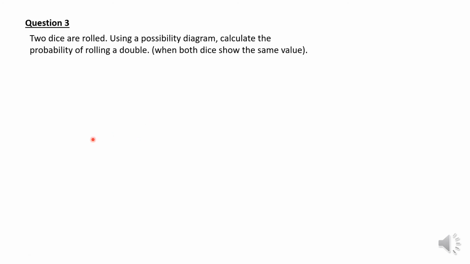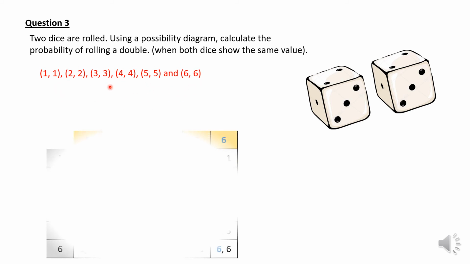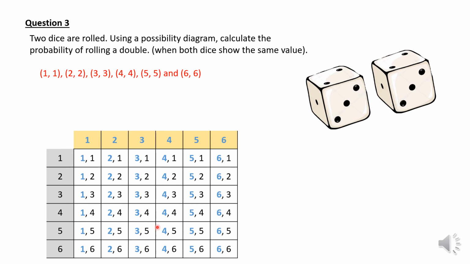Question 3, two dice are rolled, using a possibility diagram, calculate the probability of rolling a double. So when you have a double, it's like when you have like here, a 3 and a 3, and so on. So I'm going to write all those possibilities. Well, it's a 1 and a 1, a 2 and a 2, 3 and a 3, and so on until 6 and a 6. These are the values you can get, so all 6 of them. All right, but I also made a table here where I indicate the dice 1, dice 2, and the combinations that you're going to get.